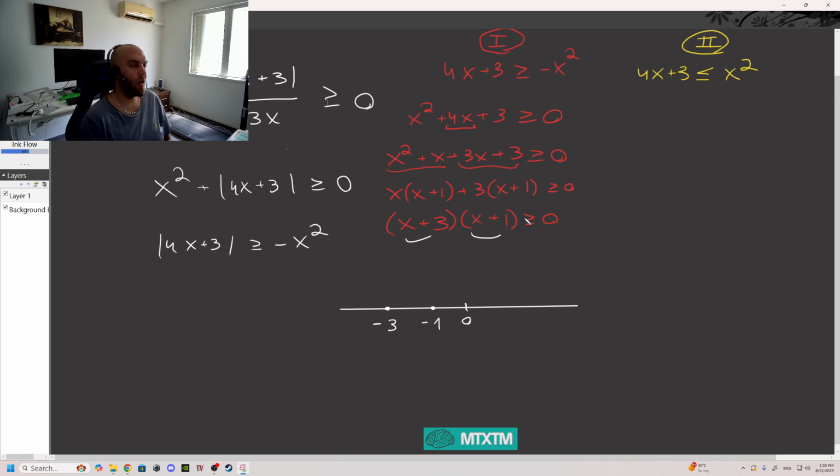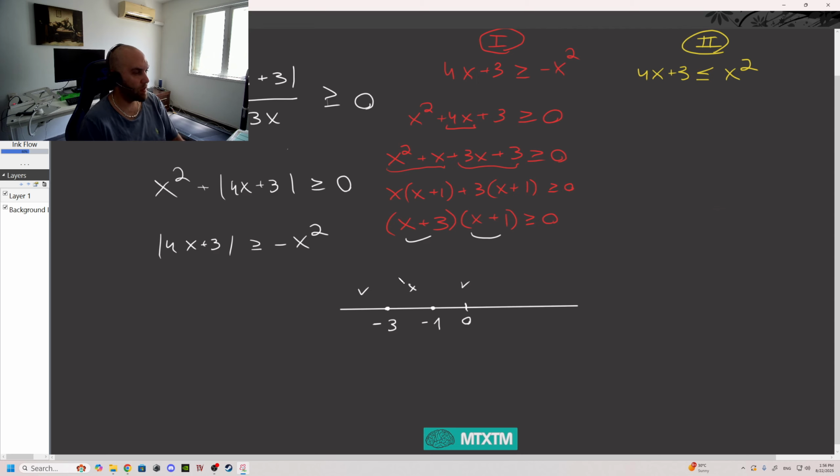Now, when is it larger than 0? We can just plug in numbers. Let's say that I put x equals 0. Then this is 3 times 1. It's going to be larger than 0. So in this area, we're okay. This is larger than 0. Let's put in between. Let's put -2. If I put -2 here, this is going to be positive, this is going to be negative. So we're going to get a negative number. So this is not good. And this is, again, it should be good. You can make sure that I'm right.